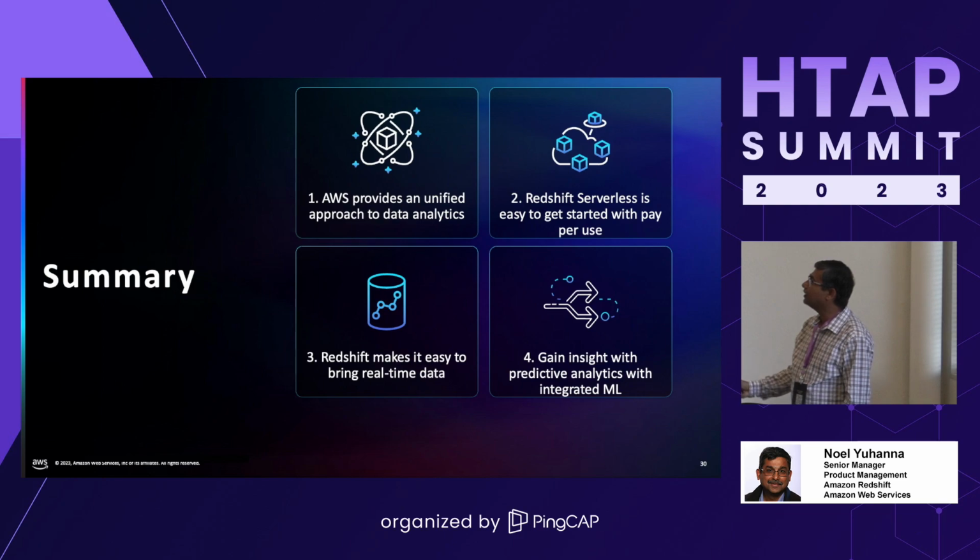Okay, with that, let's summarize. ADS provides a unified approach to data, and Redshift Serverless can make your data warehouse usage very simple. You can very easily get started, and it is pay for use. That means if you are using it for a minute and there are 20 queries running within that minute, you just pay for that minute. We have RPU. You do not have to pay for the 20 queries. Within that minute, you just pay for that minute.